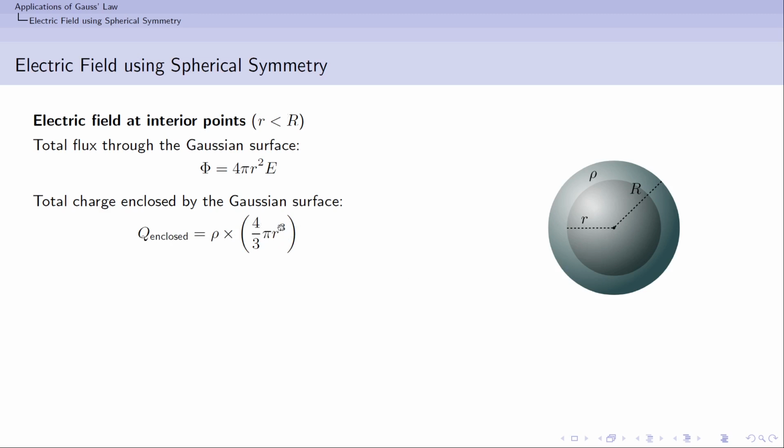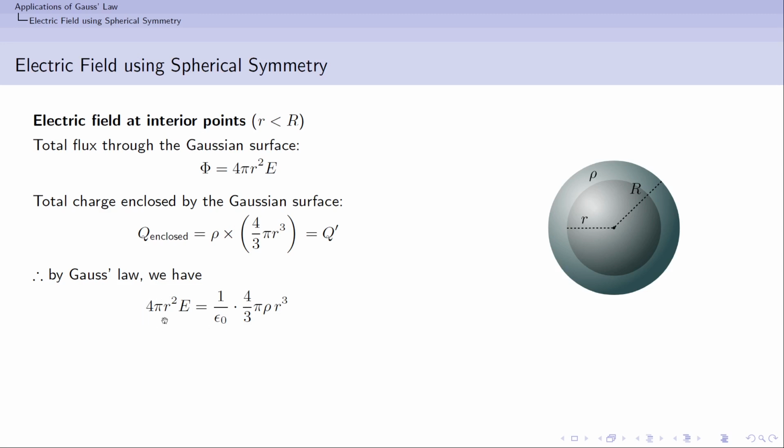In the previous case there was a capital R here, here it is going to be a small r. Let's say this enclosed charge we call Q prime. By Gauss law, this must be equal to 1 by epsilon naught times this, so 1 by epsilon naught times 4 by 3 pi rho into small r cube.